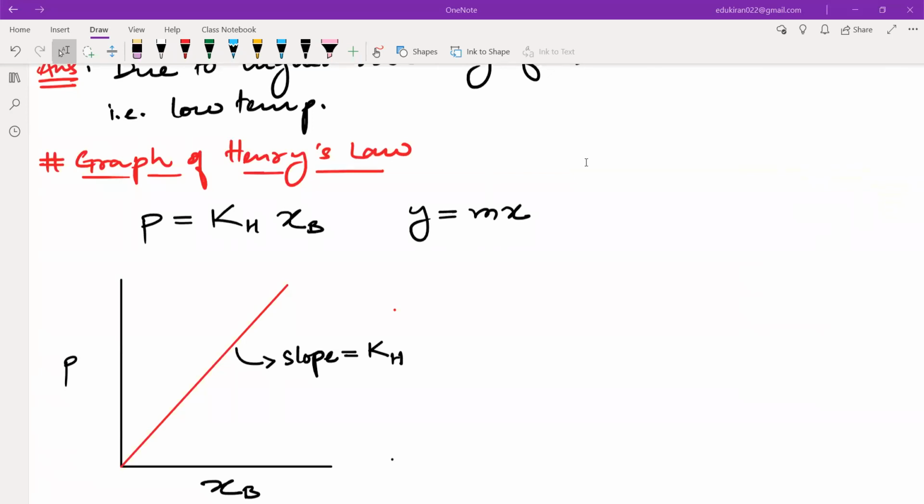Raise your hand when you are done. So what is y? कहाँ पे y? I am saying that it is y is equal to mx. So P is equal to KH into chi B. It is similar to y is equal to mx.